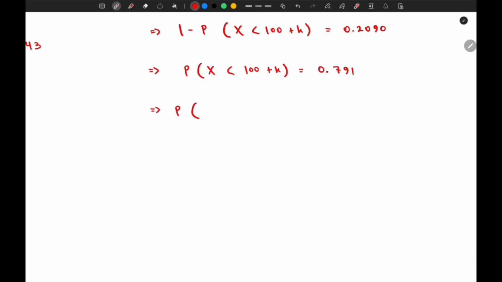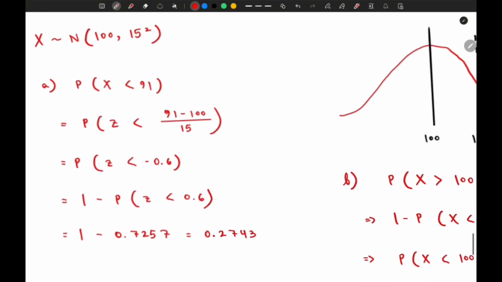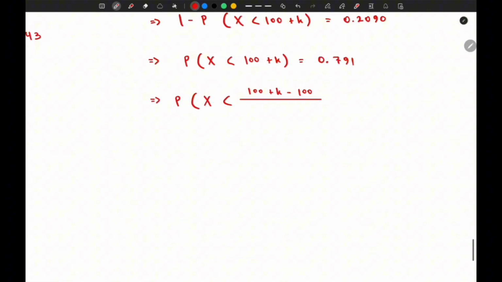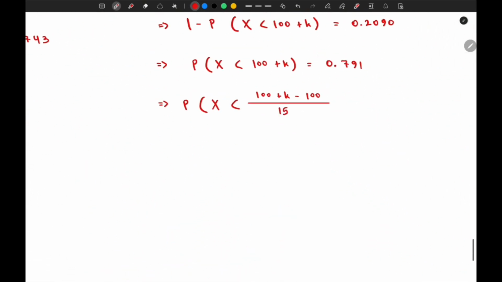Now we need to convert this value of X into Z. So we can use the formula: the value minus the mean value divided by the standard deviation. The standard deviation is 15. So that is equal to 0.791. So this is basically k over 15.